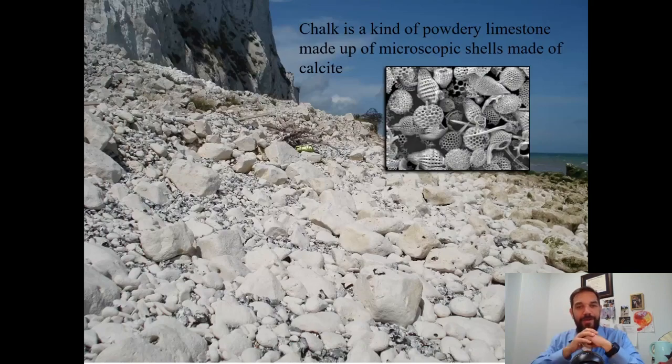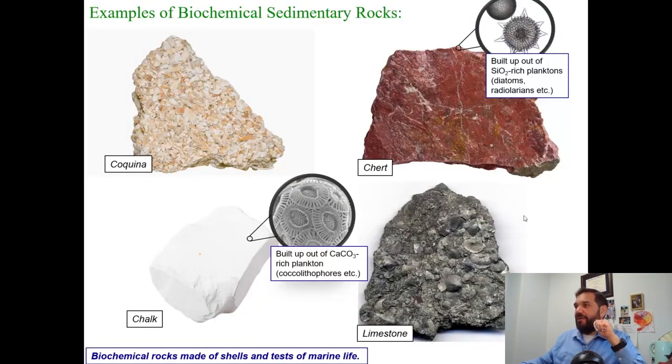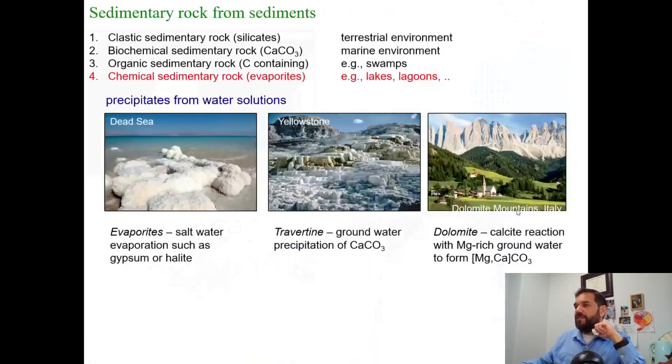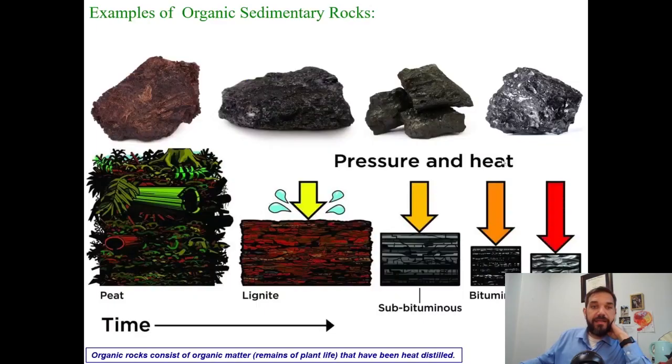There's the beautiful chalk, White Cliffs of Dover, made of those little microscopic coccolithophores. Okay. So there you go. Those are examples of biochemical sedimentary rocks: chert, limestone, chalk, coquina. Lots of examples there. How about chemical sedimentary rocks? Those are the rocks made up of precipitated, evaporated grains. You get things like travertine, dolomite, halite, rock salt, gypsum. I'll show you some more pictures of these later, but these are all examples of chemical sedimentary rocks. Okay, the final one, what about organic sedimentary rocks?